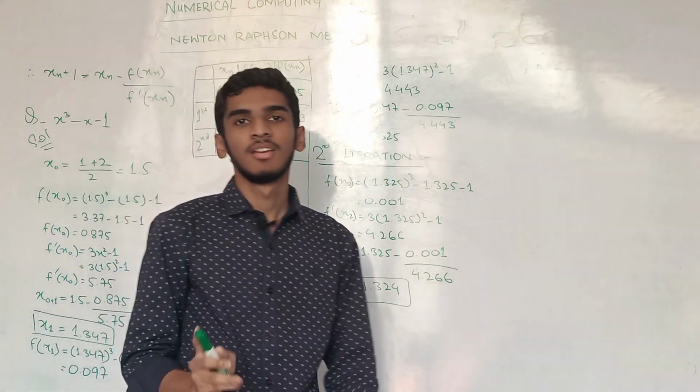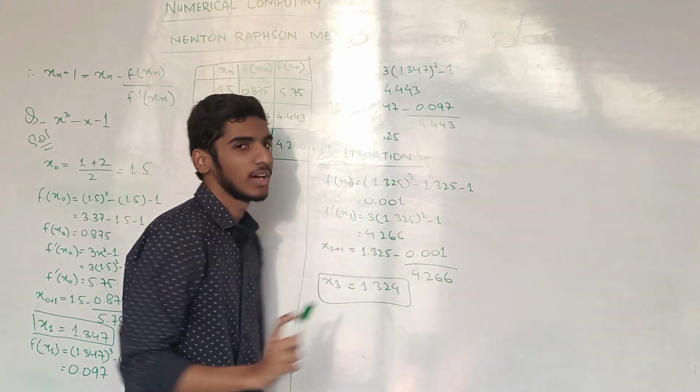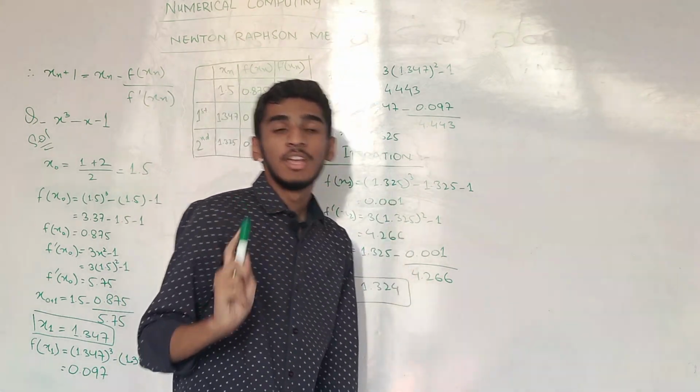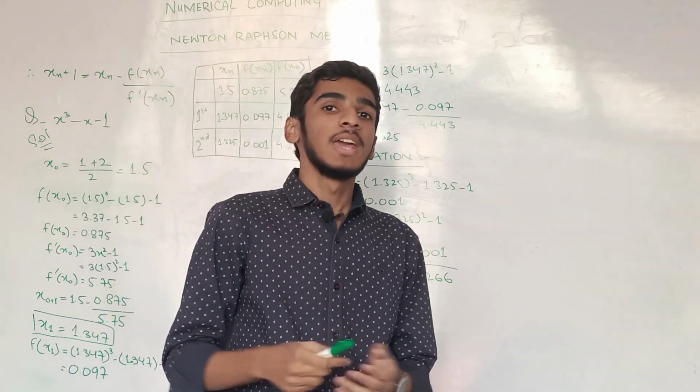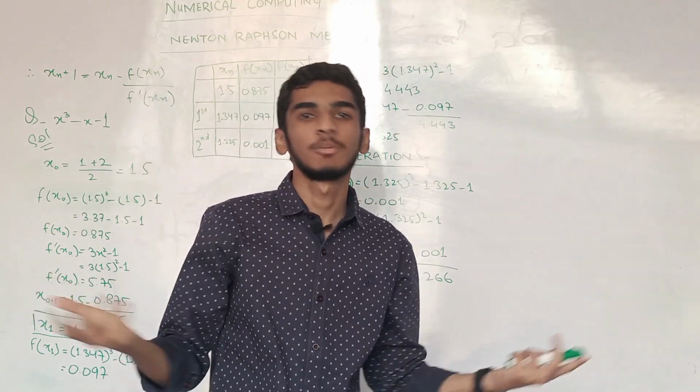0.0011. So in the next iteration we're going to put this value 1.325 in the equation, and we got the value 0.001, which is a lot closer to the 0, and which means that in the next iterations we would get the value 0, and of course we got the required point.